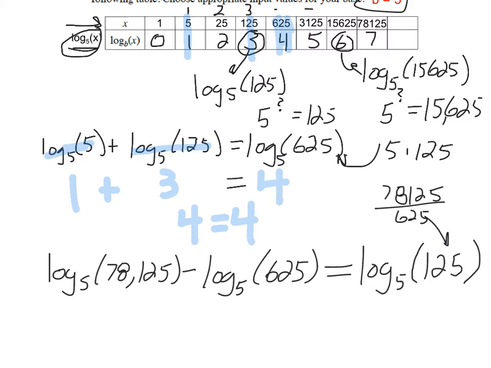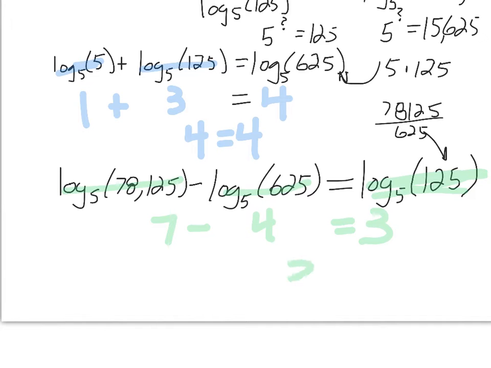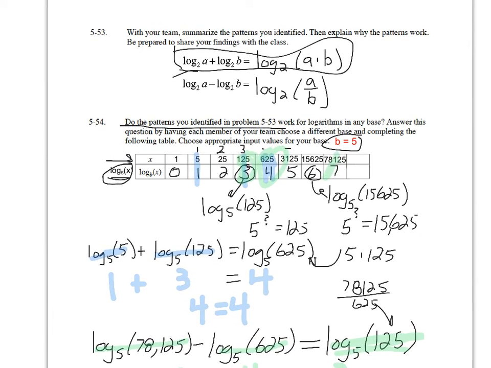I'm going with the green highlighter. The log of 125 is 3. The log base 5 of 78,125 is 7, minus the log base 5 of 625, well, that's 4, and yes, 3 does equal 3. So our properties of adding two logs and subtracting two logs holds up for any base.